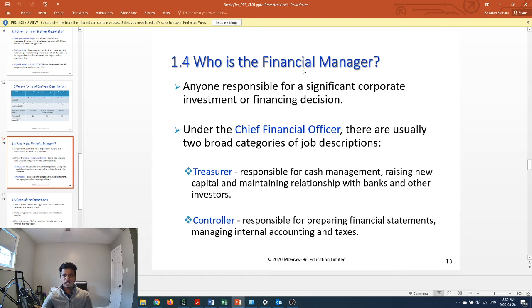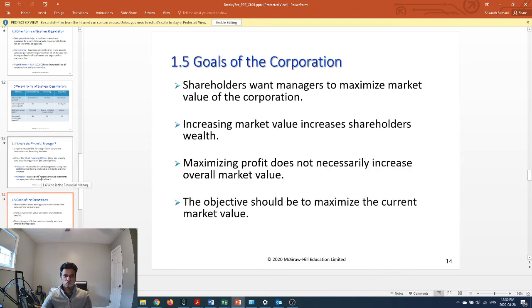And then you have the financial manager, who is anyone responsible for managing the money, especially as it relates to investment or financing decisions. And there are different levels within them, right? Like you have a CFO, you have a treasurer, a controller, someone who manages short-term working capital and all these. And finally, we get to the goals of a corporation.